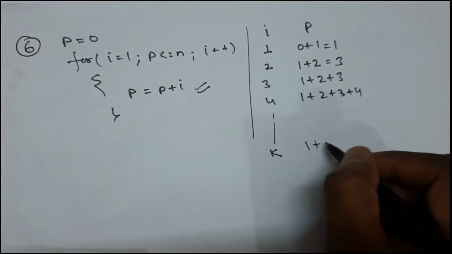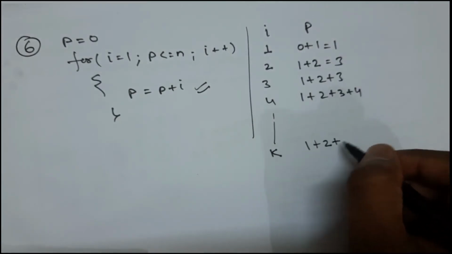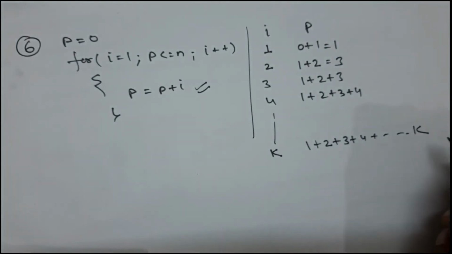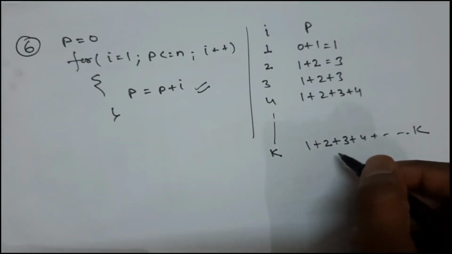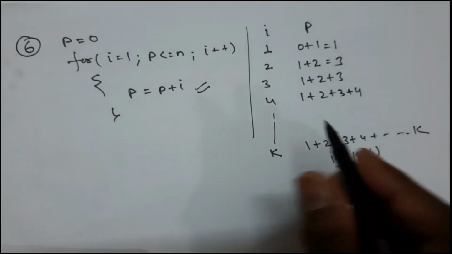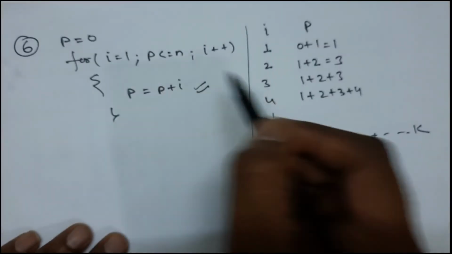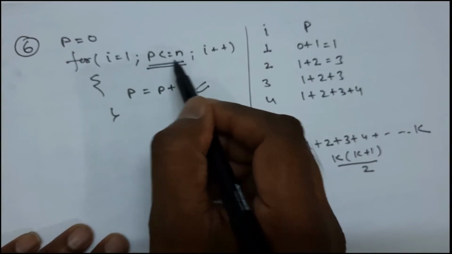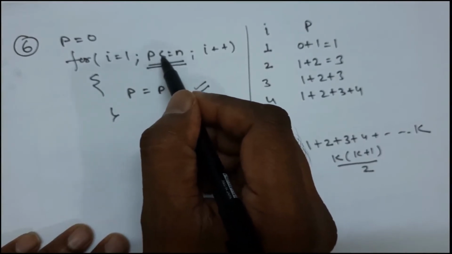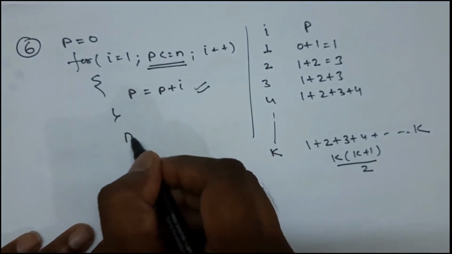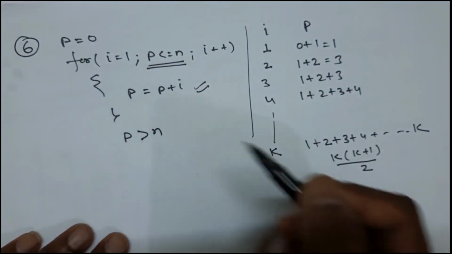Okay, so we can write the value of p as 1 plus 2 plus 3 plus 4 plus dot dot dot k. So this p can be written as k into k plus 1 upon 2. Now let us see when this loop will be terminated. The loop will be executed for this condition while p is less than or equals to n, which means the loop will be terminated when the value of p becomes greater than n.